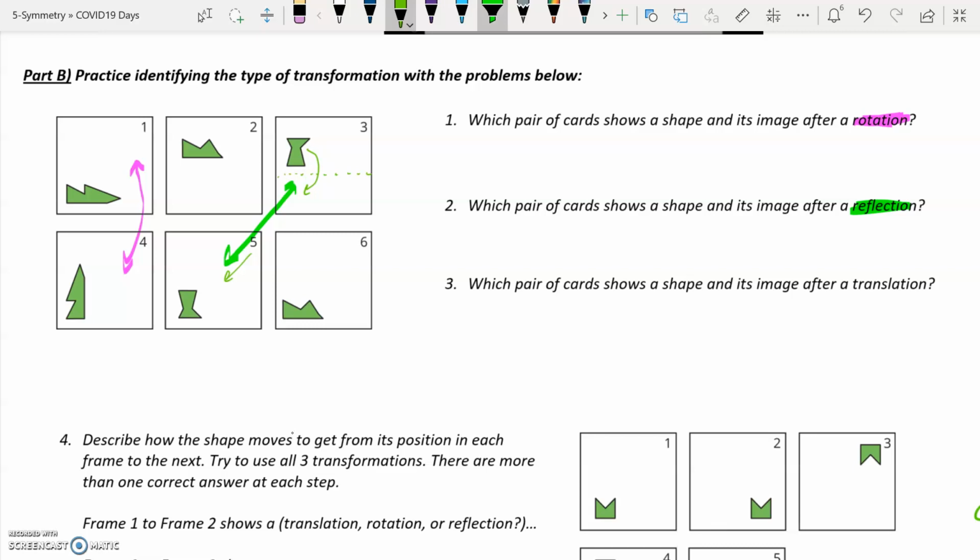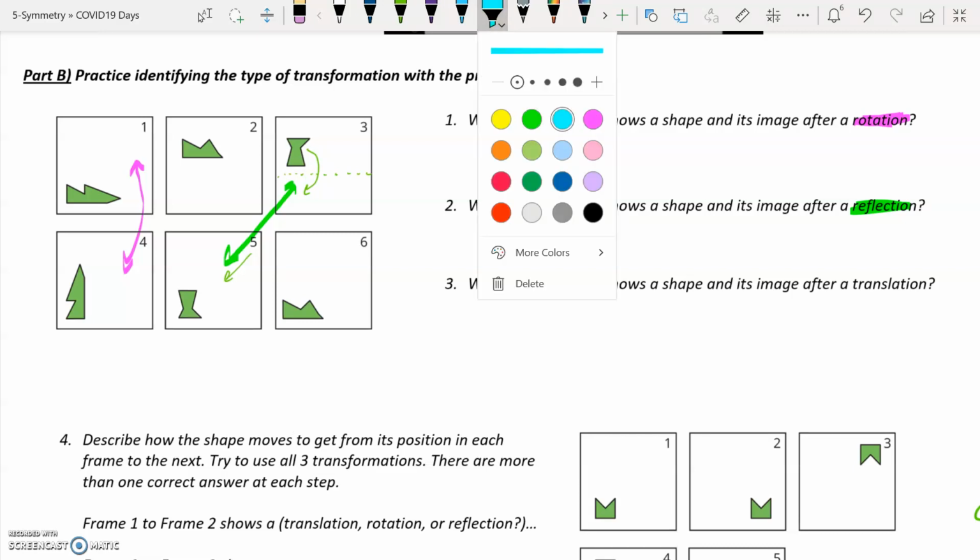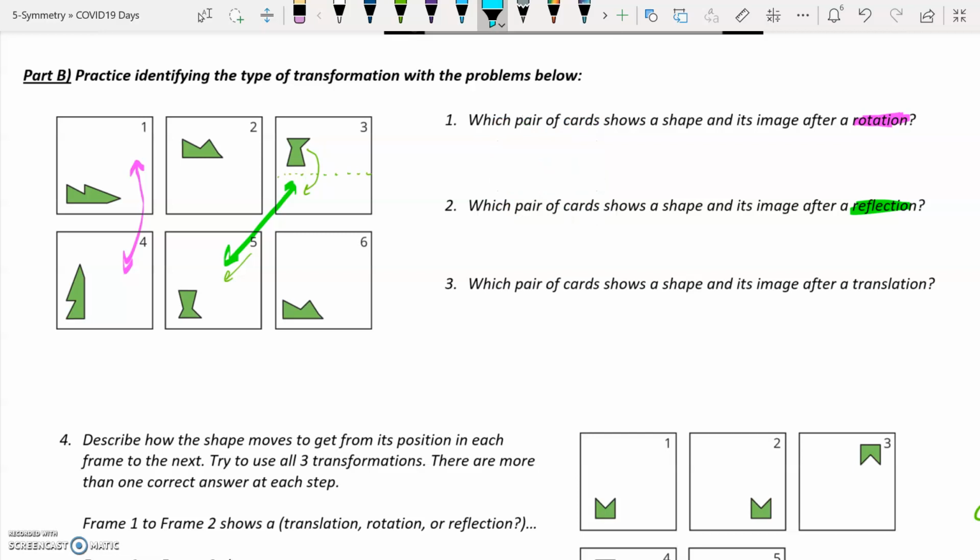And the last one, the shape and its image after a translation, that would be the remaining pair. So that would be card 2 and card 6. In that case, the shape is being slid without spinning it, without flipping it. It's the exact same shape, just sliding it down to there. You get the shape where it is down in number 6.